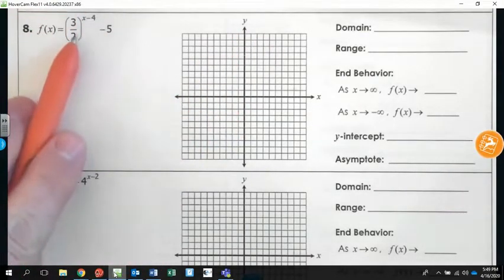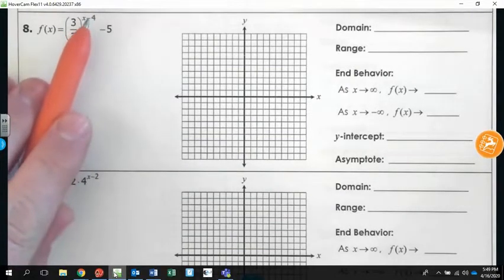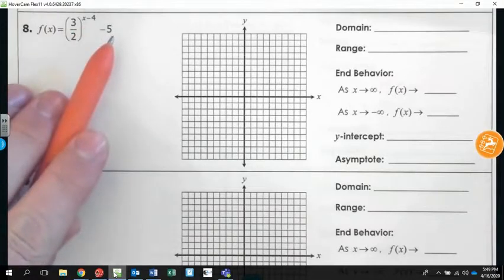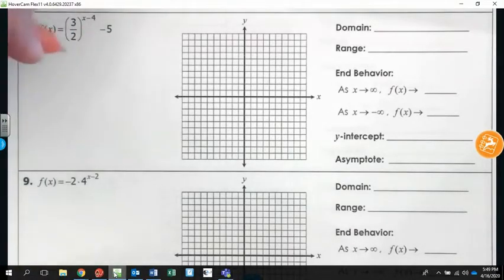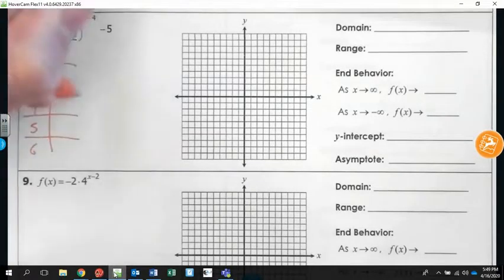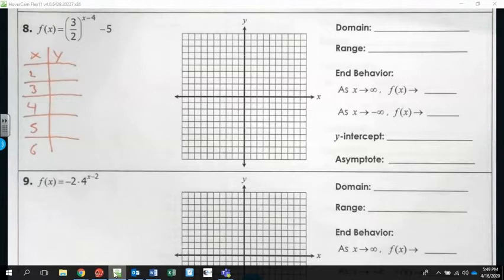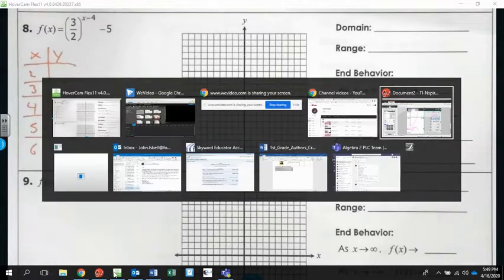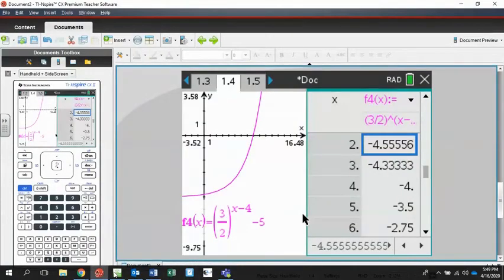I see a fraction, but it's an improper fraction. That means that it is going to be an exponential growth. It's going to move 4 units to the right and 5 units down. That being said, I need to find some good coordinates by putting my table together. I'm going to have 4 right here, 3 and 2, 5 and 6 for my x values. And I'm going to find my y values just by looking at this table.